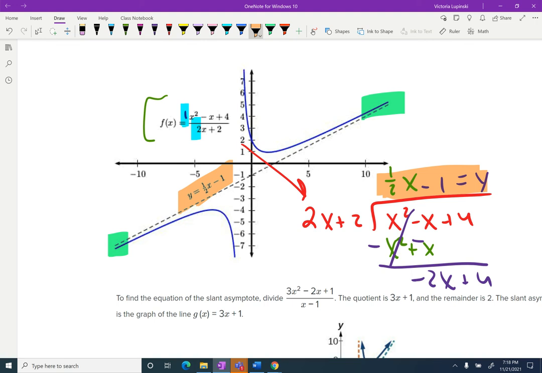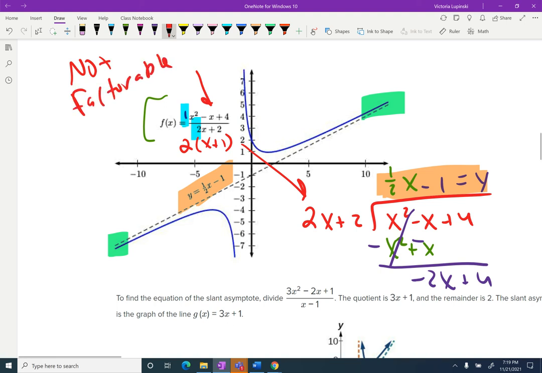Another note here about this problem. So when it comes to this problem, on the bottom, you can factor out a 2. That's going to give you an x plus 1. That's how you know that the vertical asymptote is at -1. The numerator is not factorable. If you get a quadratic that is not factorable, you would have to use the quadratic formula.